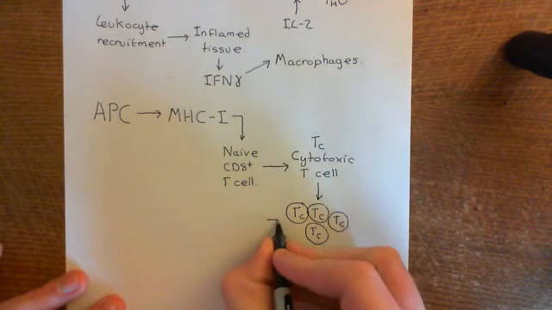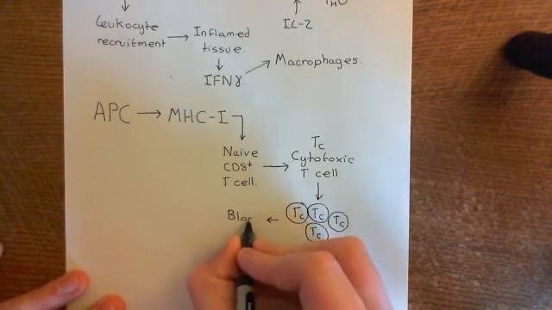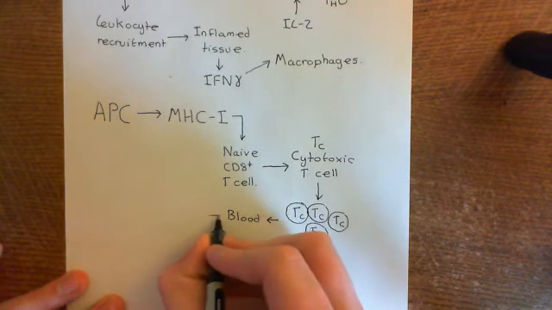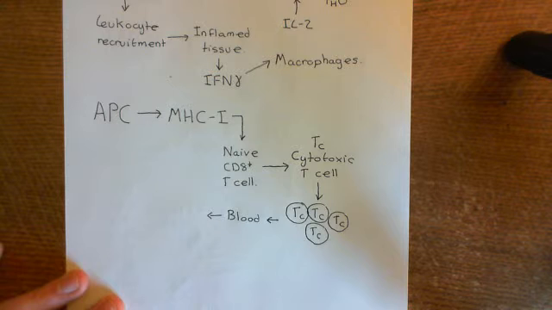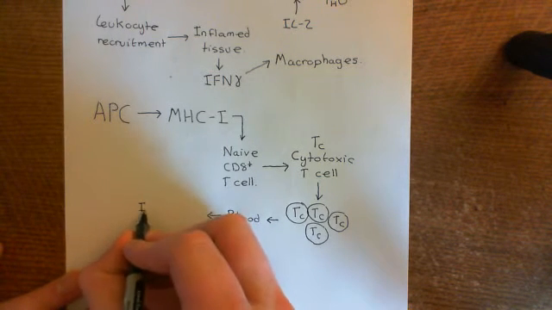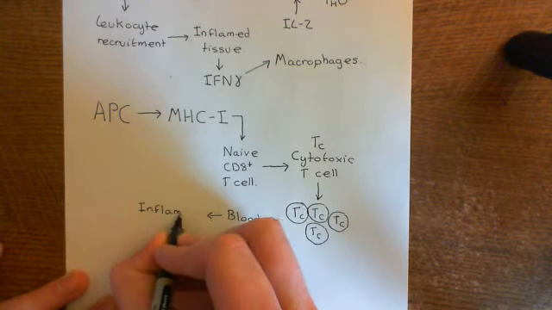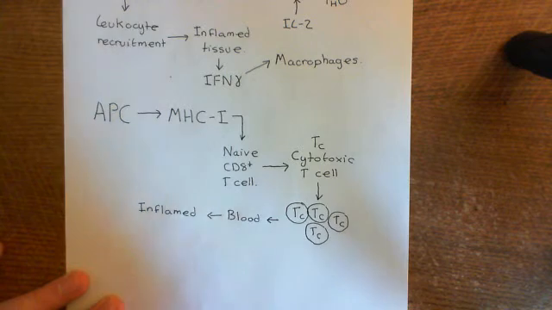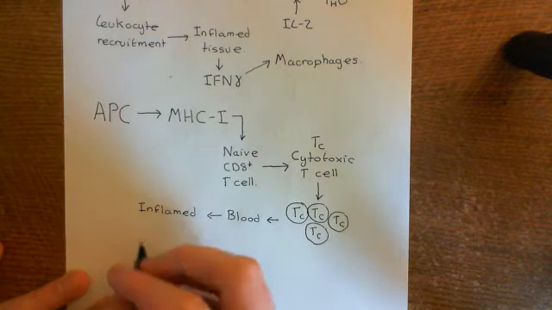Okay, so they go into the blood firstly. Then what will happen is they will be recruited at the site of infection. So they will then cross the endothelium at the site of infection and they will go into the inflamed tissue. So the endothelium will have all sorts of molecules on it which will help these cytotoxic T cells to be recruited there. So that's part of the activation of the endothelial cells.